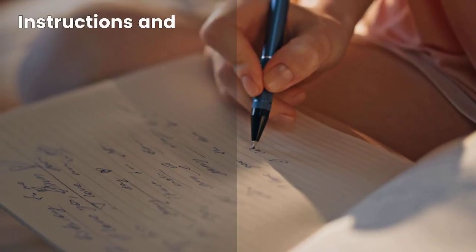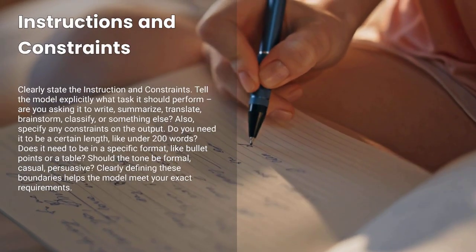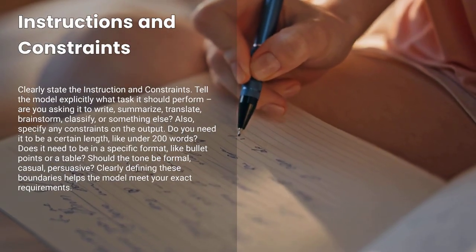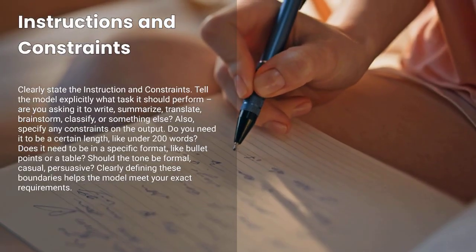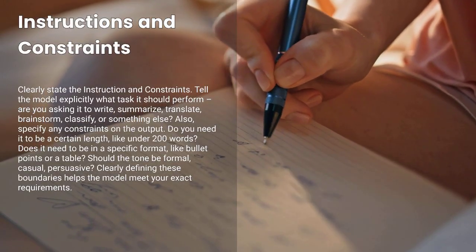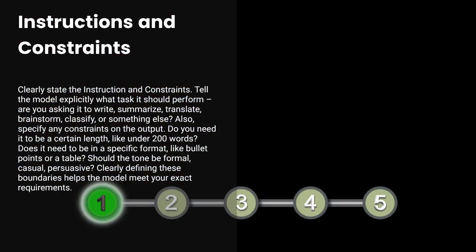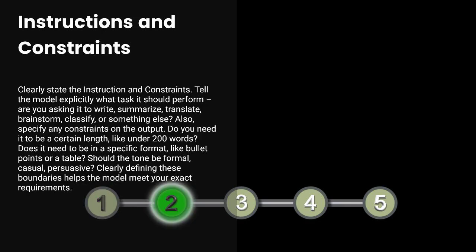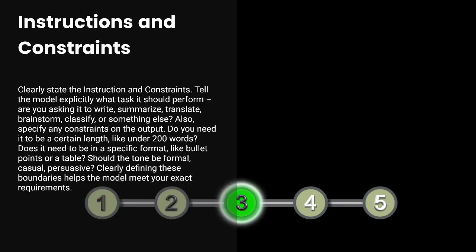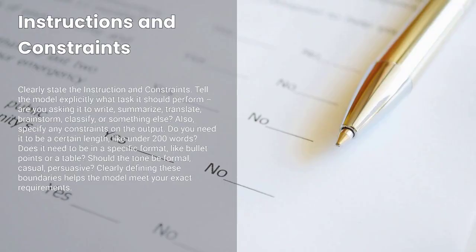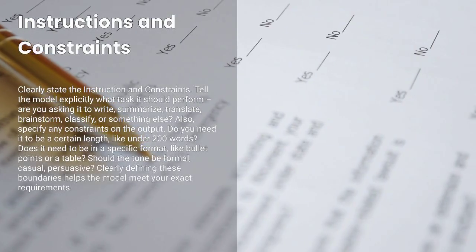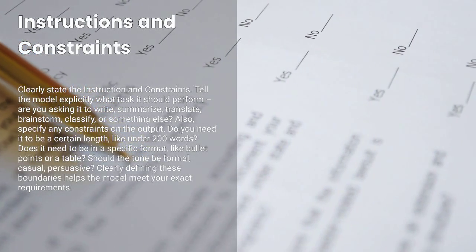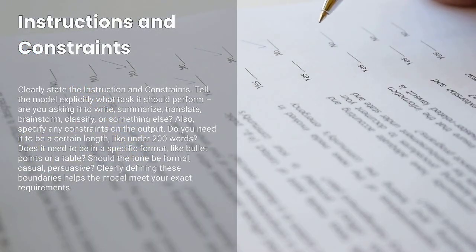Third, clearly state the instruction and constraints. Tell the model explicitly what task it should perform. Are you asking it to write, summarize, translate, brainstorm, classify, or something else? Also, specify any constraints on the output. Do you need it to be a certain length, like under 200 words? Does it need to be in a specific format, like bullet points or a table? Should the tone be formal, casual, persuasive? Clearly defining these boundaries helps the model meet your exact requirements.